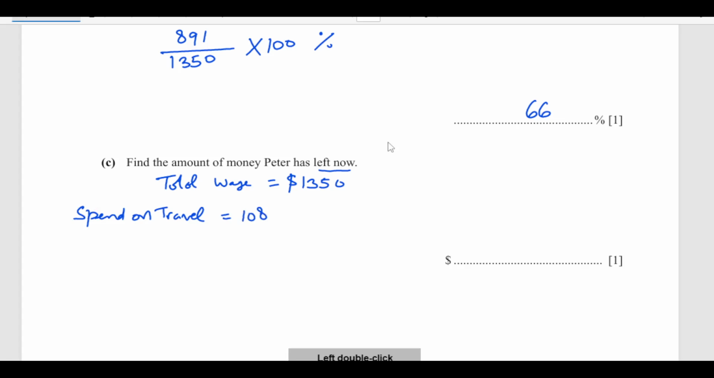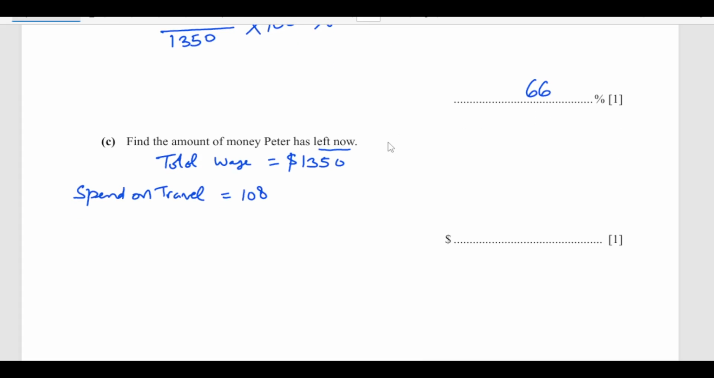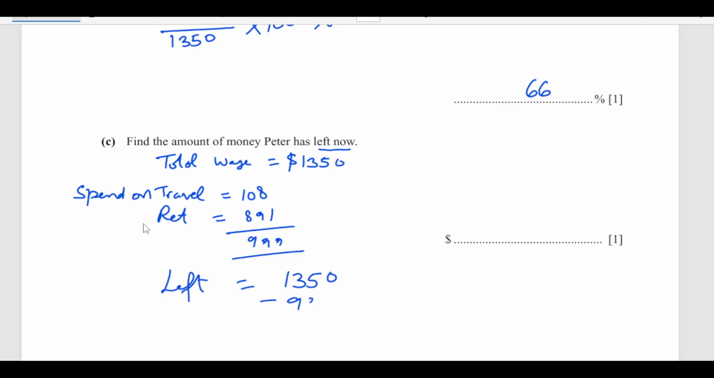108, then 891 he spent on rent. So rent is 891, and when you add them together, 999. So what is left behind? So left behind is 1,350 minus 999, $351. So $351, right?